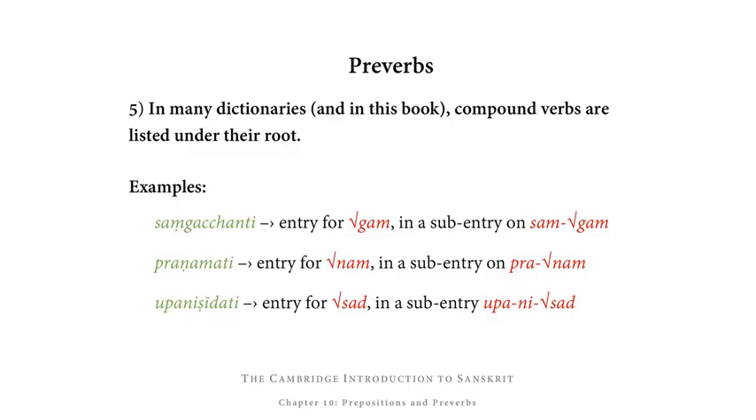Same with pra ṇamati. You need to be able to realize that pra is a preverb, ṇamati actually is the sandhied form of namati, and therefore you need to look for the entry for nam, and in that you need to look for a sub-entry on pra nam. Same exact thing with upa ni shidati. You need to be able to recognize that upa and ni are preverbs, and that shidati is the sandhied form of sidati, present tense of sad, and therefore if you want to look up what upa ni shidati means, you need to look in the entry for sad, and there in a sub-entry upa ni sad.